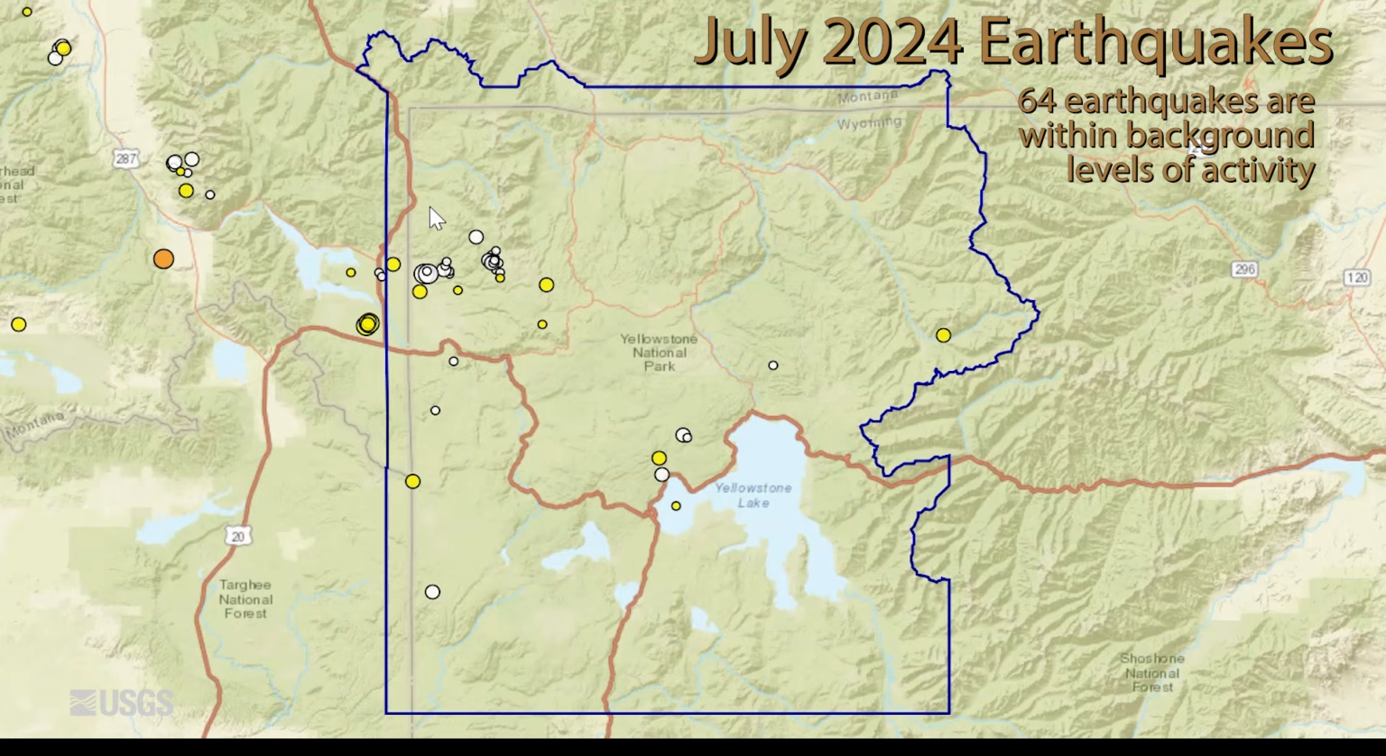There was also a small swarm of 10 earthquakes that occurred in the middle of the month, just to the northeast of West Yellowstone, and that was part of this trend of seismicity that occurs between Hebgen Lake and the north-central part of the park. This is the most seismically active area of the region.